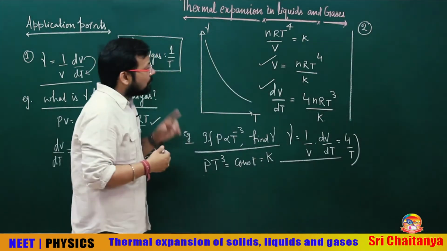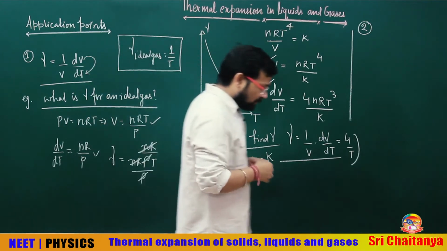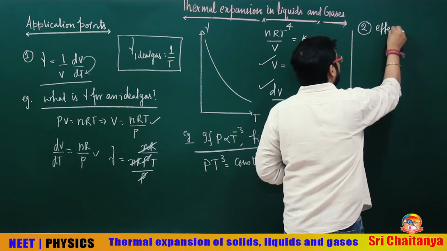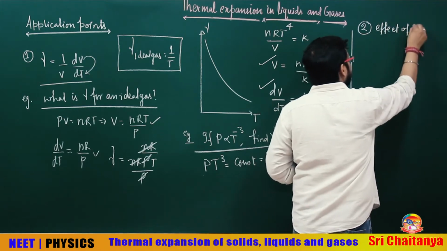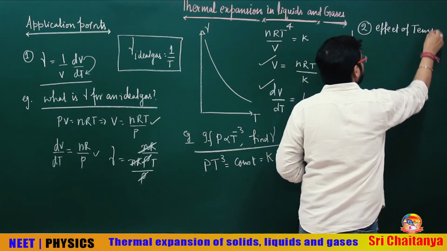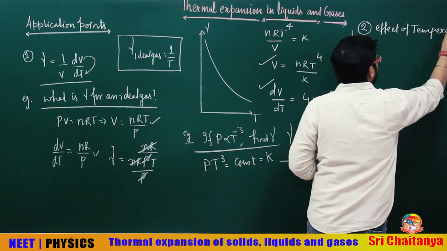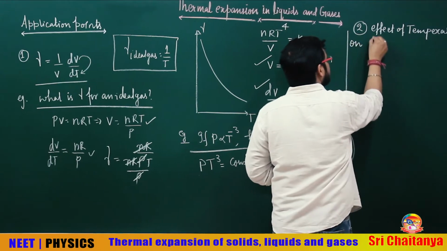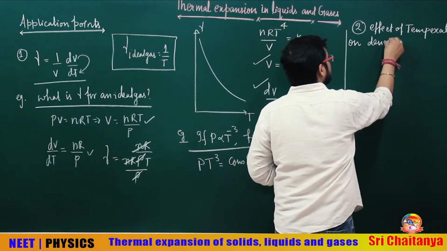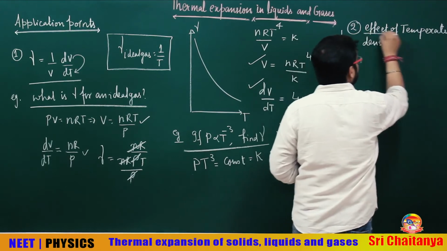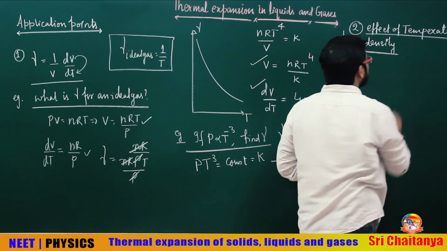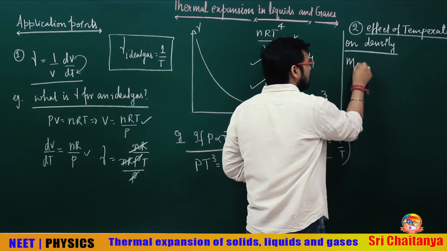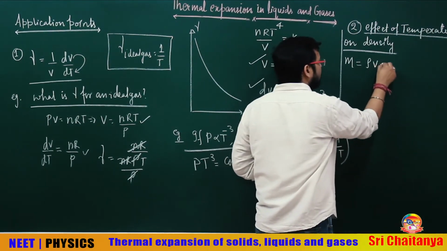Okay. Now for the second application, what we will try to see here is the effect of temperature on density. This is the second application. Okay, effect of temperature on density. In this you can see mass, equal to density into volume, is constant.